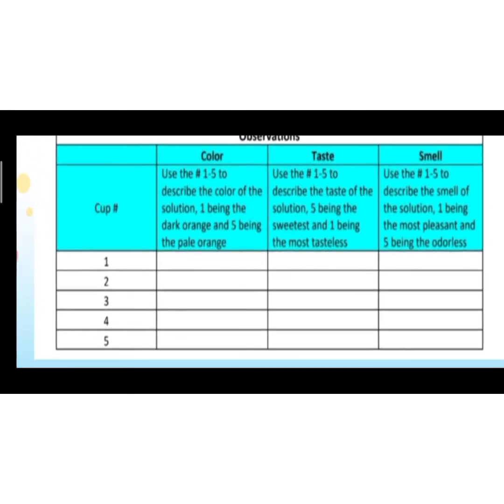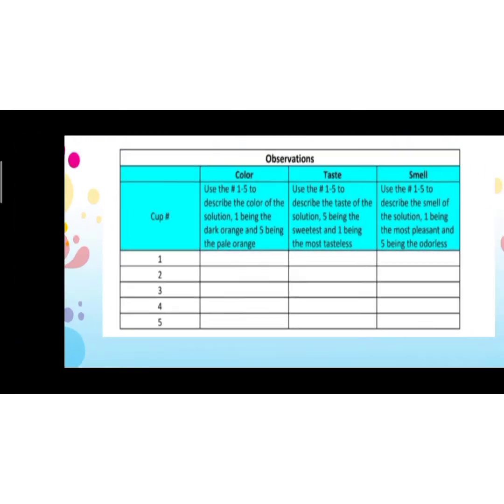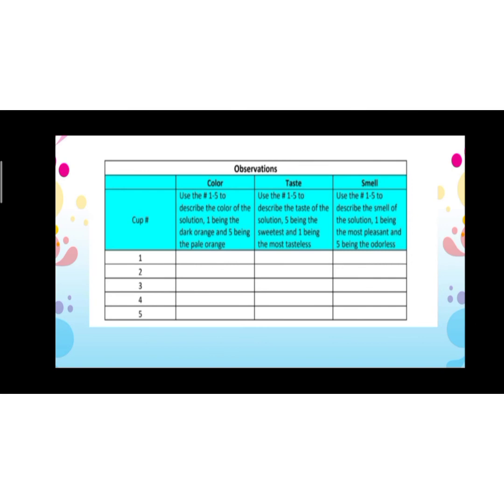So in answering the table, you will observe the color. Use the number 1 to 5 to describe the color of the solution, 1 being the dark orange and 5 being the pale orange. So, ang gagawin po dyan is, nanumberan nyo lang po mula sa dark papunta sa pinaka pale orange. So, that is 1, 2, 3, 4, 5. I think the answer dyan sa color magiging 1, 2, 3, 4, 5 din pababa eh.